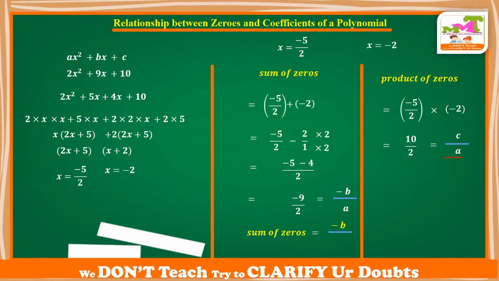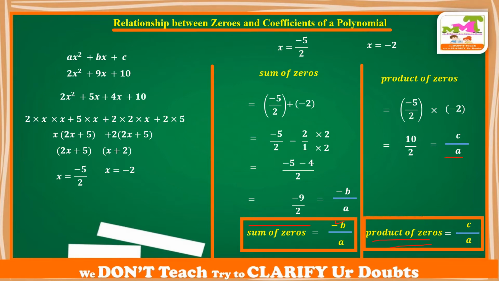So the relation is: sum of zeros is the coefficient of x divided by the coefficient of x square, and product of zeros is the coefficient of c, that is the constant, divided by the coefficient of x square. I hope you understood. If there is any doubt, comment, and we will get back to you.